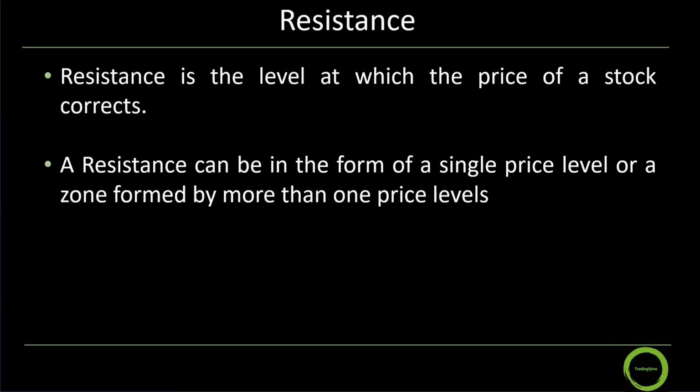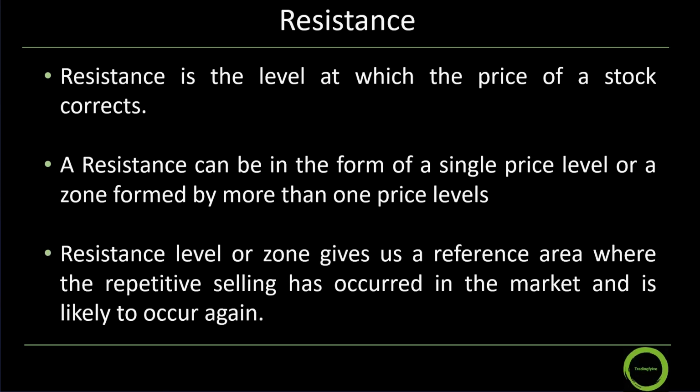Now let's say a stock which was trading at around 150 rupees moves to 200 and from there retraces back, that is, falls down. Now the price level of 200 can be said to be the resistance level. Whereas when the stock continuously resists in between, let's say, 180 to 200 rupees, then the range formed by 180 and 200 is called a resistance zone. Whatever it may be, a resistance level or a resistance zone, it just gives us a reference area where repetitive selling has occurred in the market and is likely to occur again.